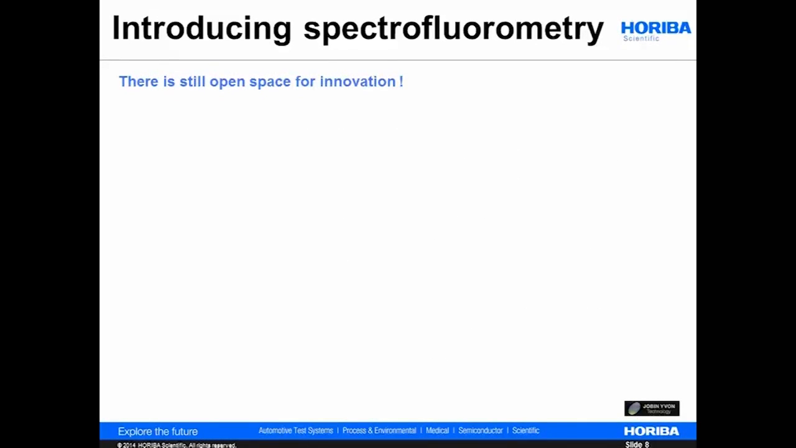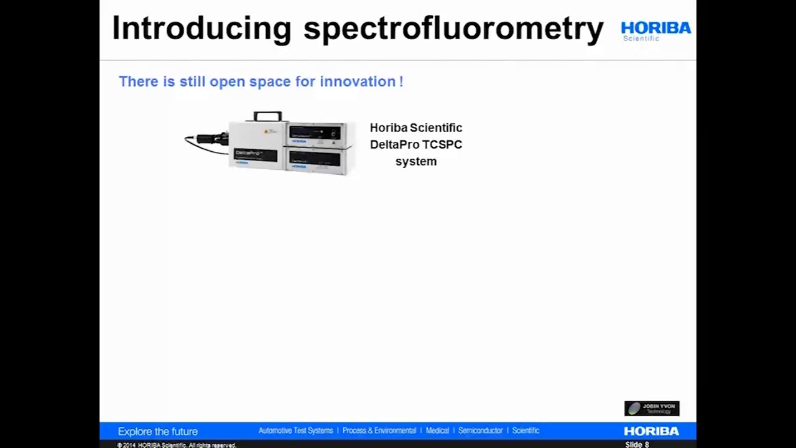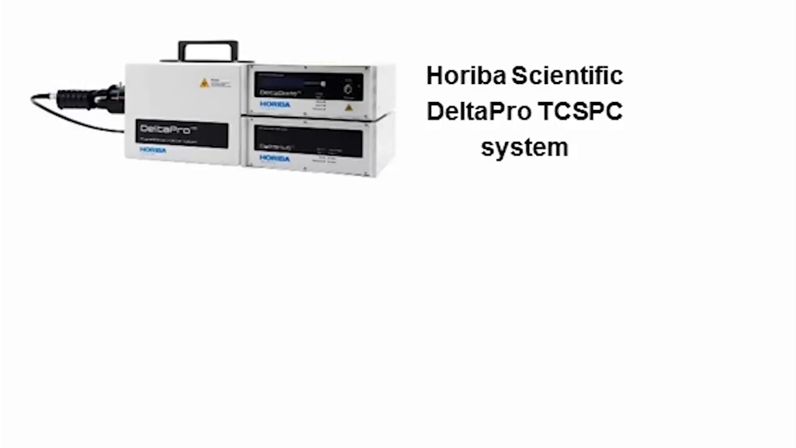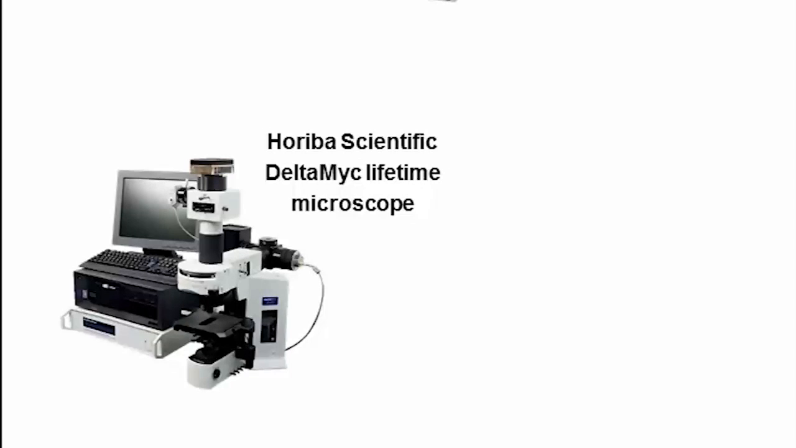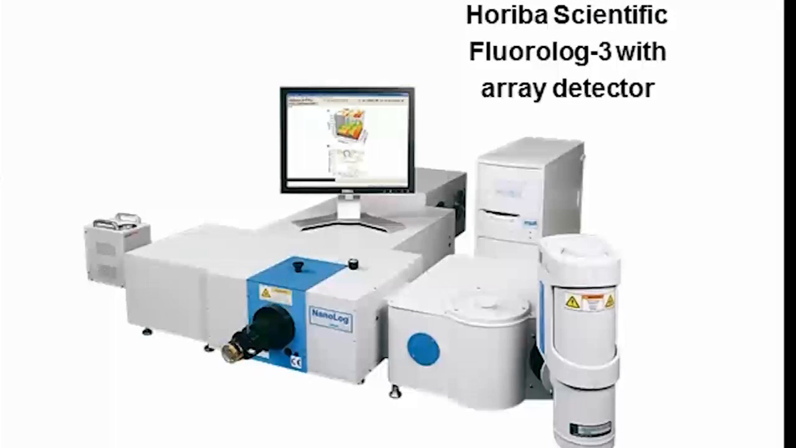Yet a mature tool, there is still open space for innovation in the fluorescence field. Here are some examples of newly developed instruments at HORIBA Scientific. First, you can find the DeltaPro TCSPC system, which studies the lifetime of fluorescence based on a very simple filter spectrometer. We also recently released the DeltaMic lifetime microscope, again to study the lifetime of fluorescence at the microscopic level for different types of application in bio and material science.